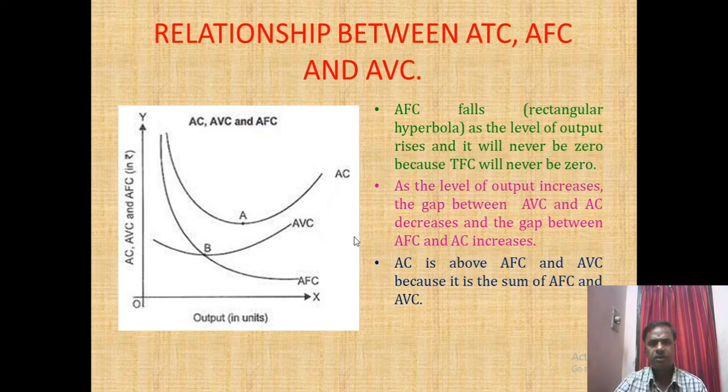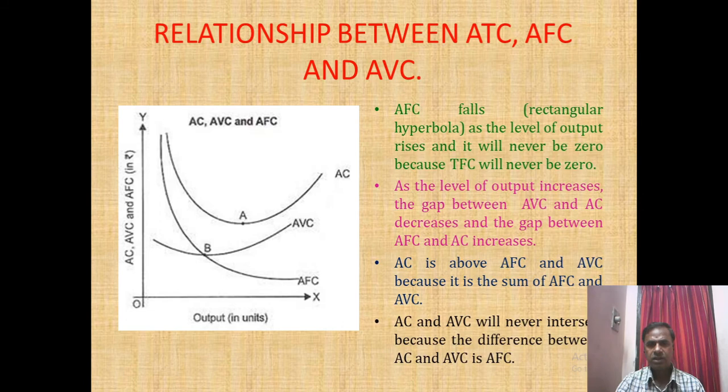Then the minimum point of AC is A and the minimum point of AVC is B. The AC attains its minimum point at the increased level of output than AVC. Then AC is above AVC and AFC because AC includes AFC and AVC. AC is the sum of AVC and AFC. AC and AVC will never intersect because the difference between AC and AVC is AFC.